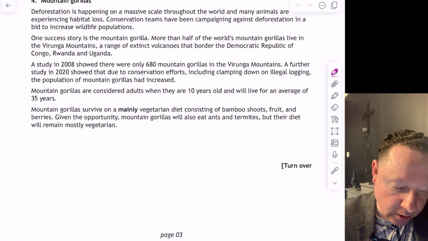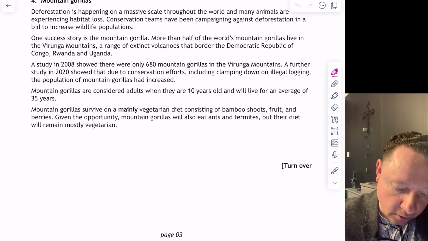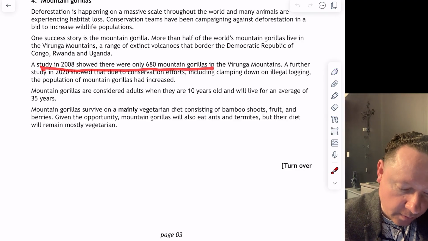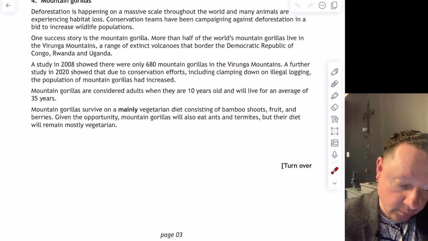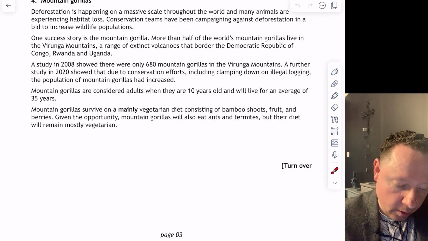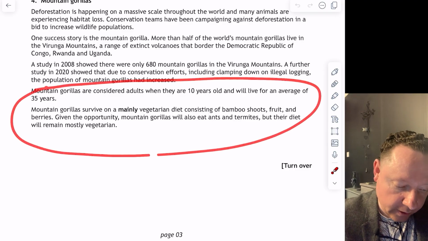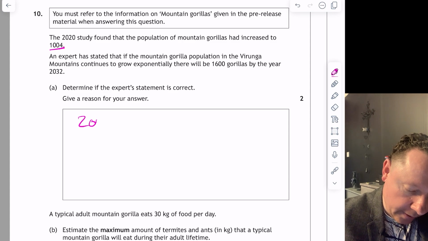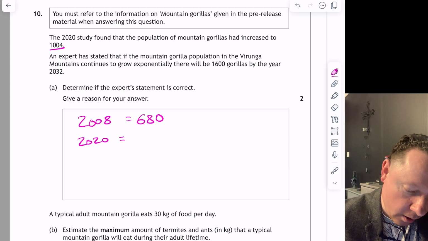It says deforestation happened on a massive scale, and so on. A study in 2008, starting on this paragraph, said there were only 680 mountain gorillas in the Virunga mountains. A study in 2020 showed that due to conservation efforts clamping down, that had increased, and we know what that's increased to. We'll come back to this a little bit later for the rest of the question, but we do know that in 2008 there were 680. We know in 2020 there are 1,004.